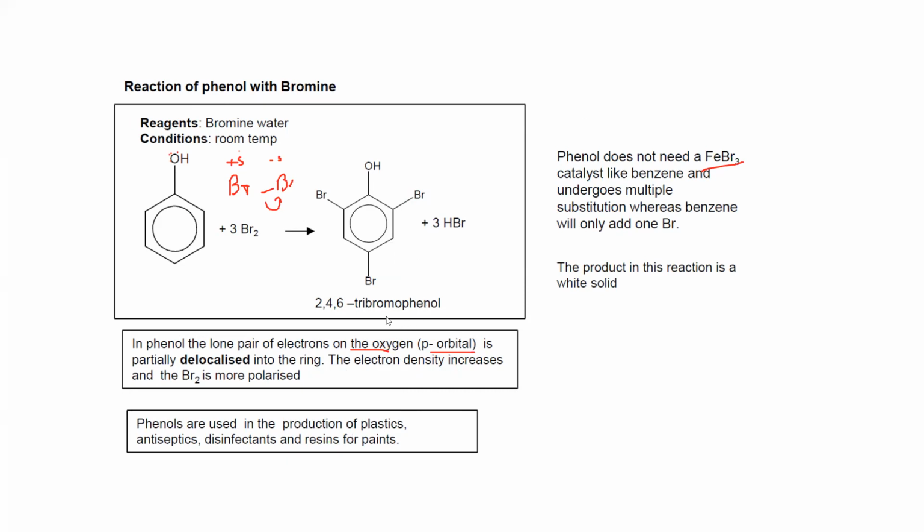And the product is 2,4,6-tribromophenol. It is a white solid. You have to learn this appearance. Why? Because 1, 2, 3, 4, 5, and 6. So at the second position, fourth position, and sixth position, we have bromine. That's why we call that tribromophenol. Is it clear?